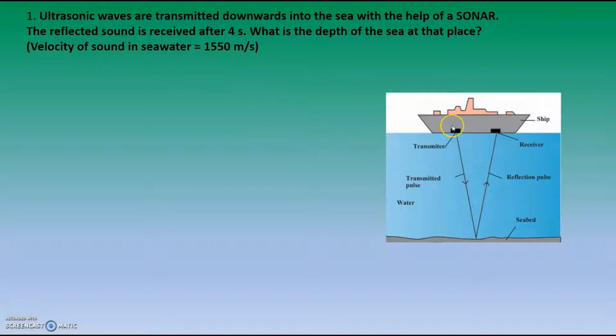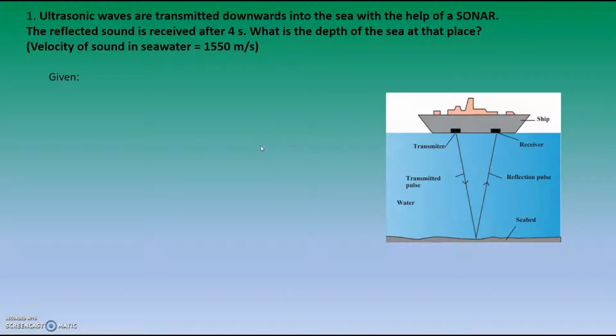So here we can see the ship with the transmitter and the receiver. The transmitter produces ultrasonic sound waves which travel through water, strike the bottom of the sea, and get reflected. The reflected waves are received by the receiver in the ship. The receiver converts the ultrasonic sound into electrical signals, and these signals are properly interpreted. The time difference between the transmission and the reception is used to calculate the depth of the sea.